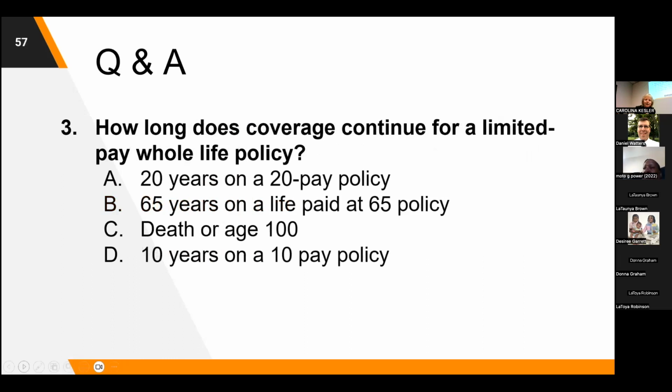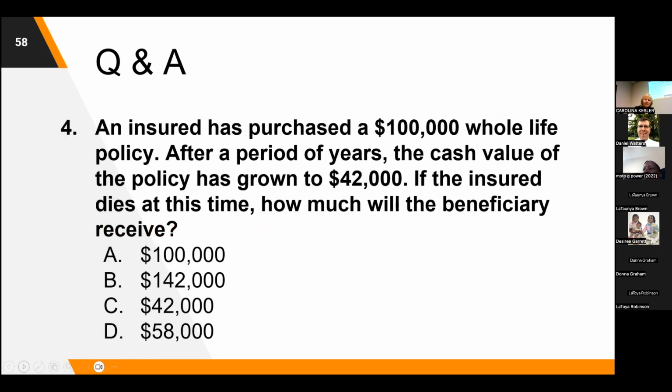How long does coverage continue for a limited pay whole life policy? Yes, death rate 100. Good job. An insured has purchased a 100,000 whole life policy. After a period of years, the cash value of the policy has grown to $42,000. If the insured dies at this time, how much would the beneficiary receive? A, it's a 100,000 policy. They get 100,000, right? They don't get the savings. Doesn't that suck? Okay.